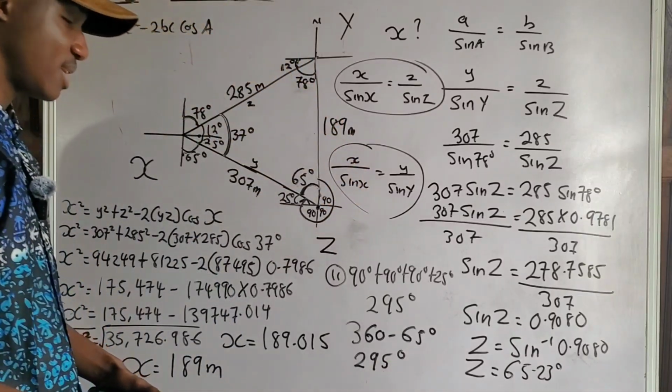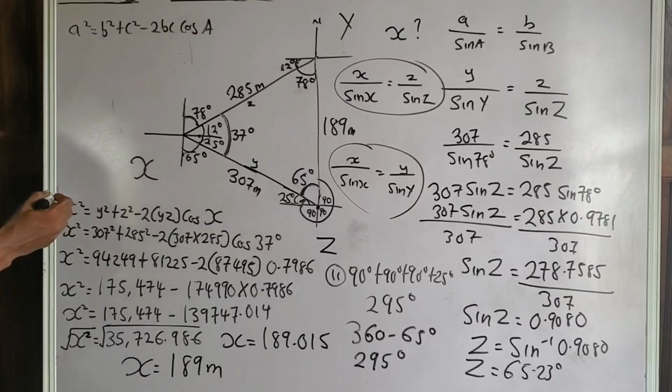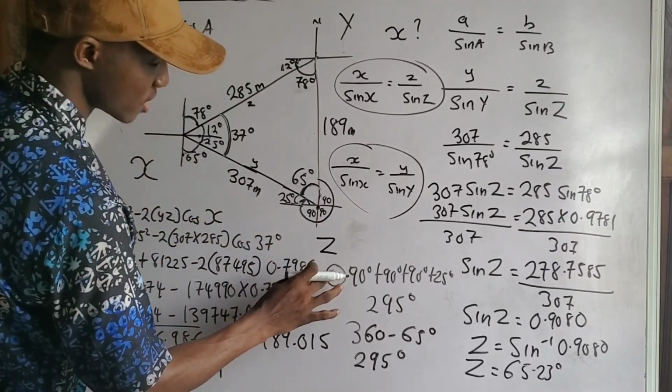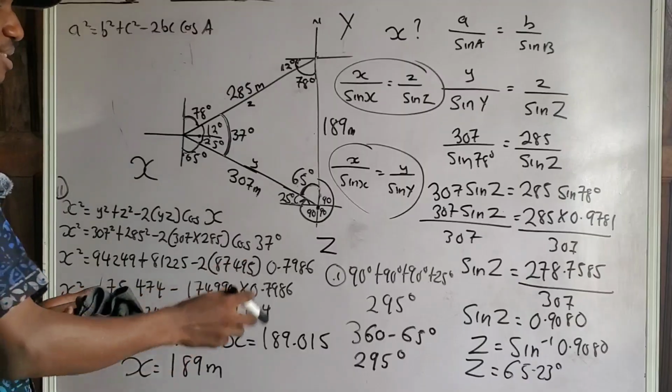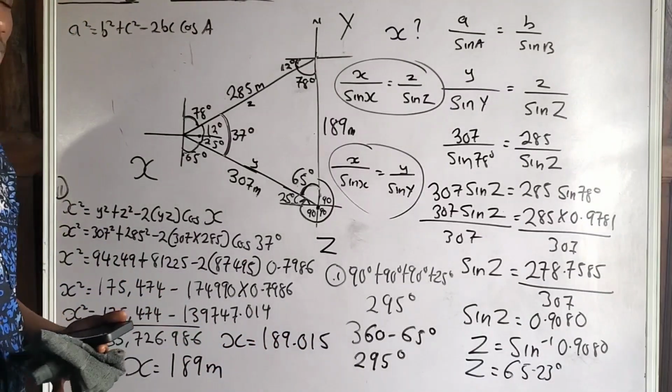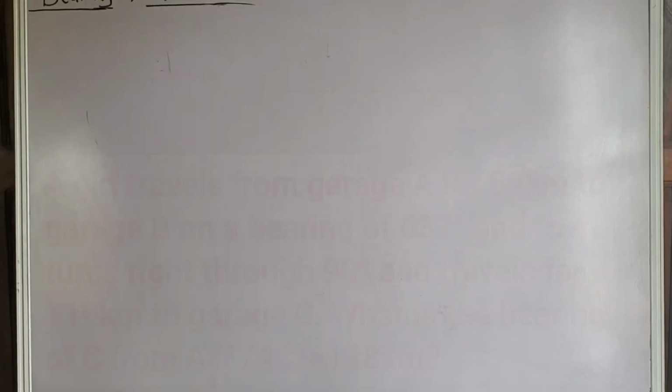You understand? So that is the solution to the first question. So the bearing of x from z is 295 degree. Do you understand? Okay, let us proceed to the next question.